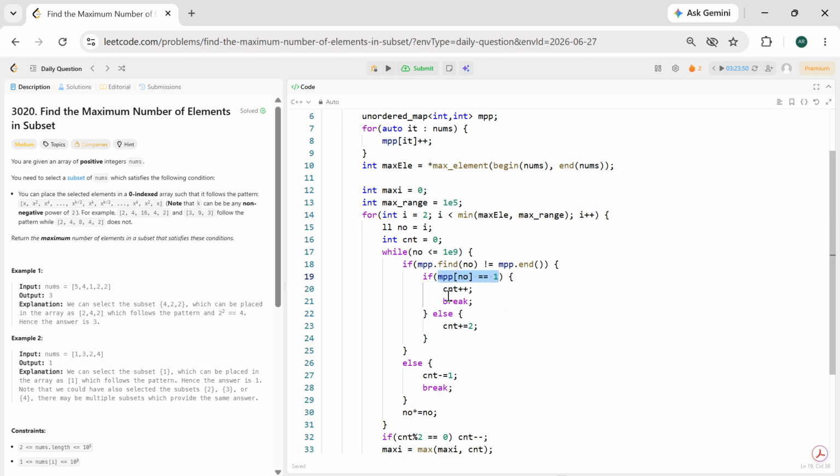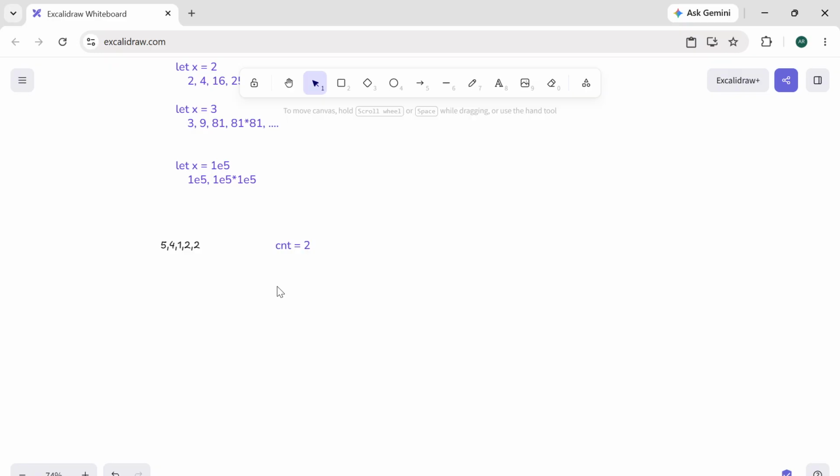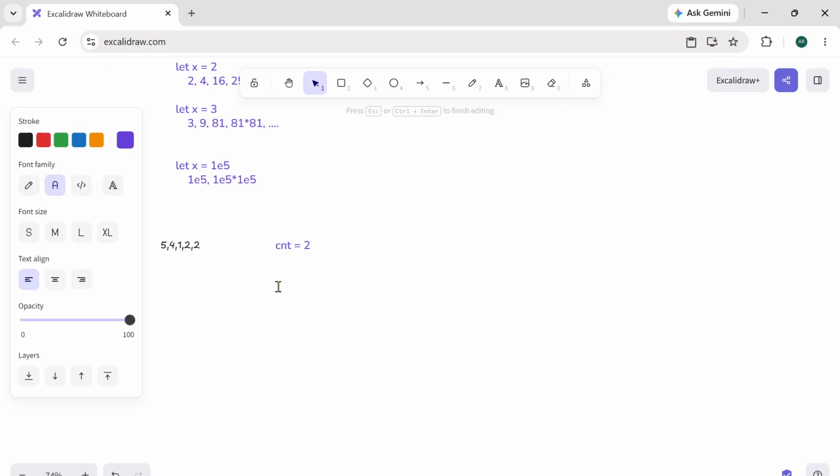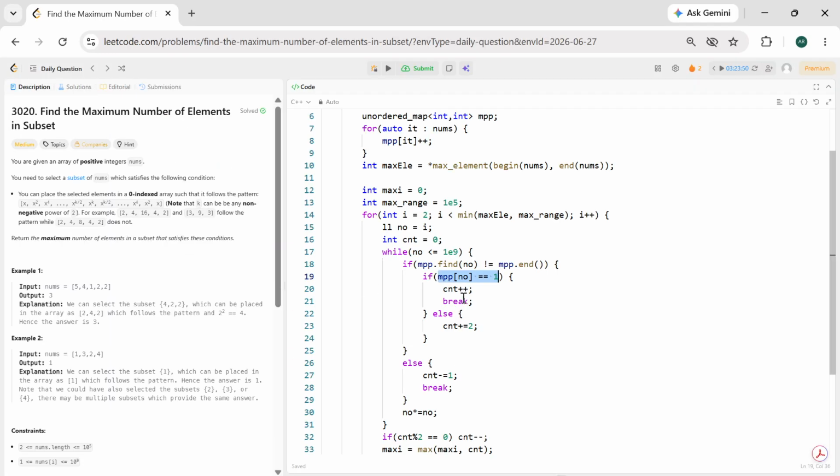Up till now, this is the state of my array: 2 and 2. I'm always looking for a frequency of 2, meaning I want an element whose frequency is at least 2, right? I know that the frequency of 2 is 2 and the frequency of 4 is 1. That is why I'll simply increment the counter and break out of the loop.